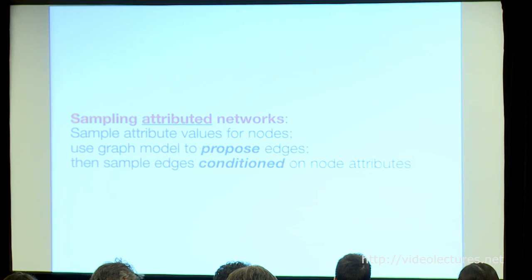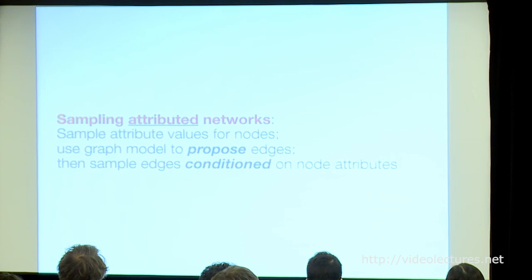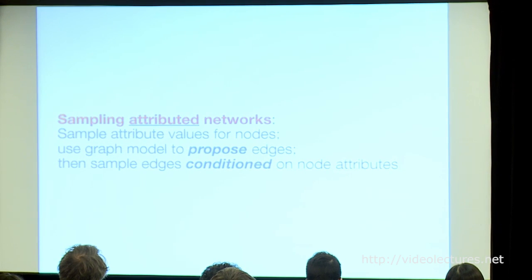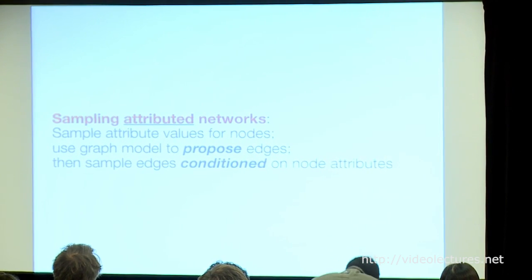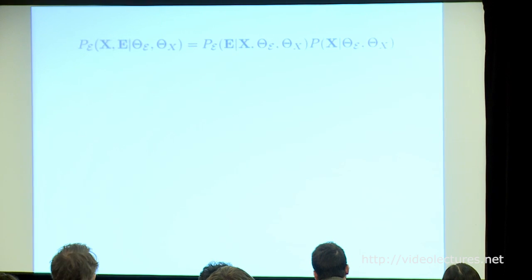Then we use the graph model to propose edges to go in the model. Those edges are going to have associated nodes with attributes. And then we'll decide whether or not we accept that sample for the node conditioned on the attributes. Well, you'll see the process in a second. So we're going to do conditional acceptance.